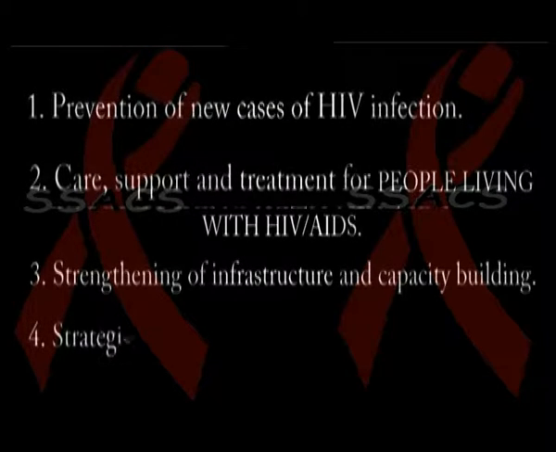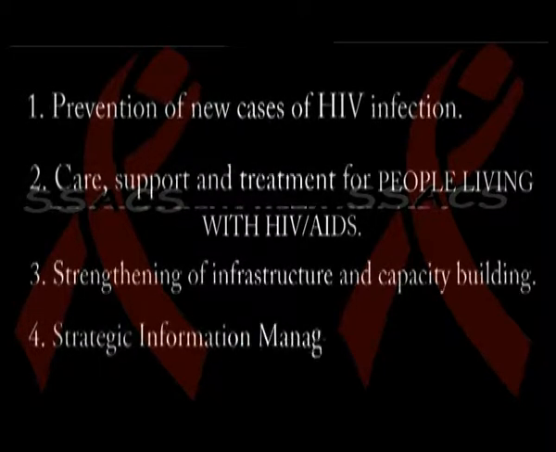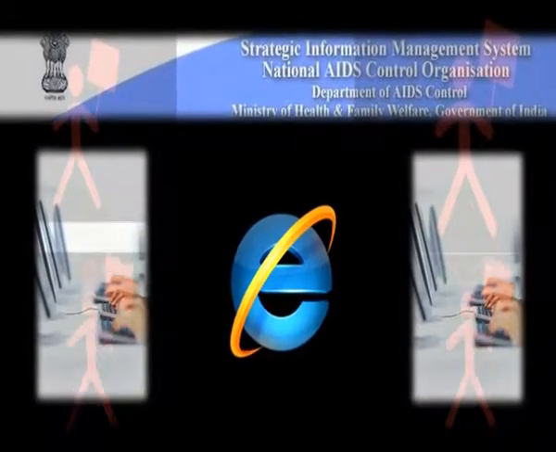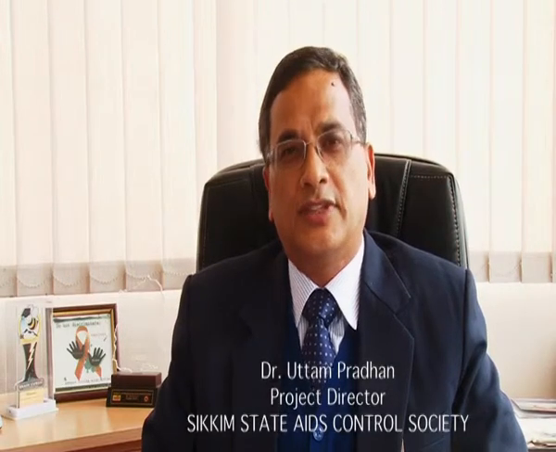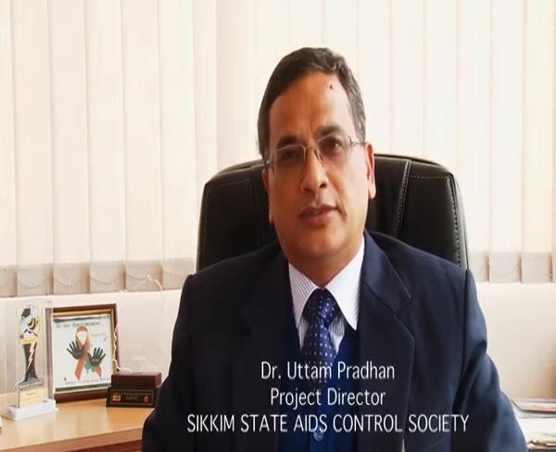Now the fourth component is strategic information management. Here we provide computers to all the reporting units, and there is a common reporting format throughout the country where information is shared and compared. We utilize the services of TI NGOs. Certain NGOs are contracted to provide these services, and we fund these organizations. So with the help of these organizations, we have been able to successfully carry out the National AIDS Control Program till now.